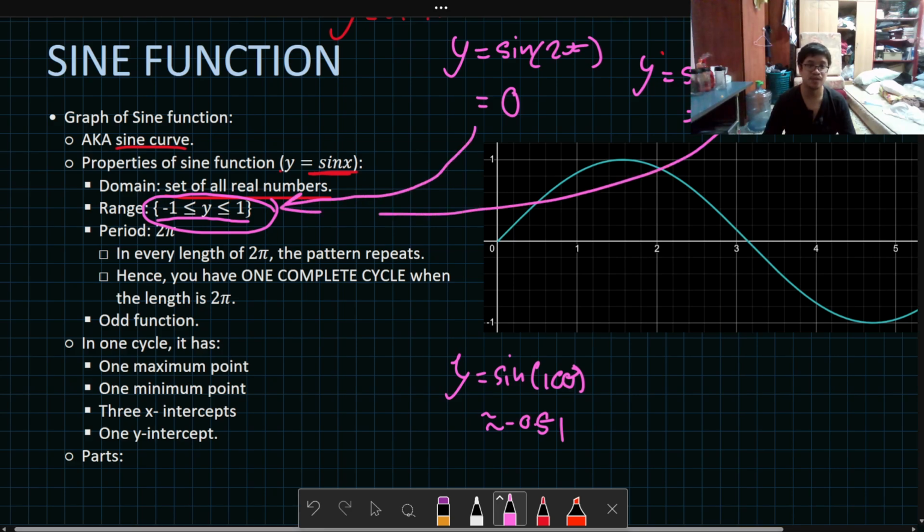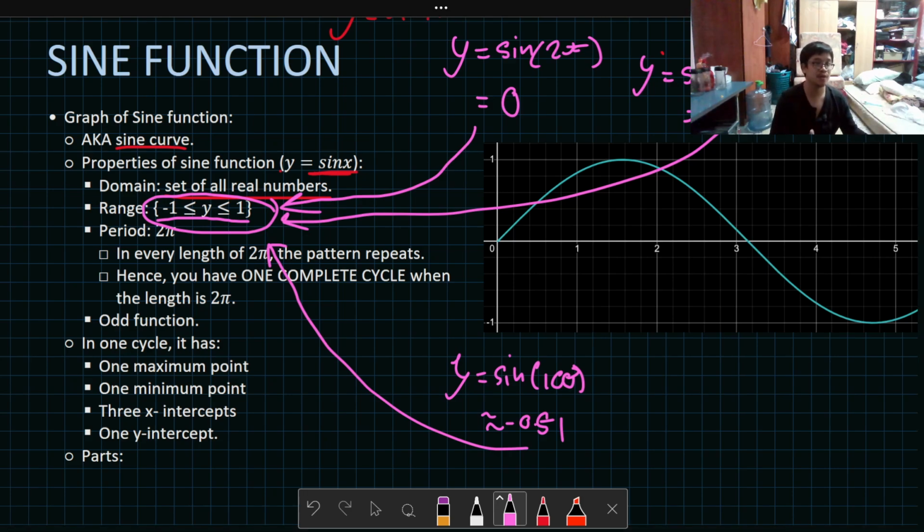Based on this interval, its result would be between -1 and 1. Now, how about I explain it to you graphically? Since I explained the domain, how about its range? I'll show it to you.